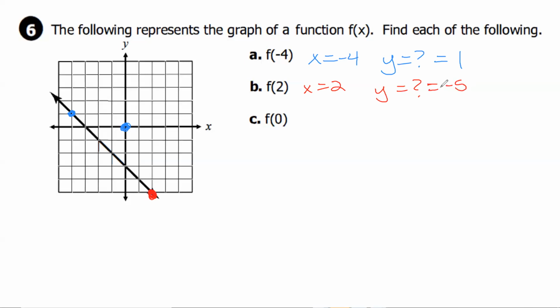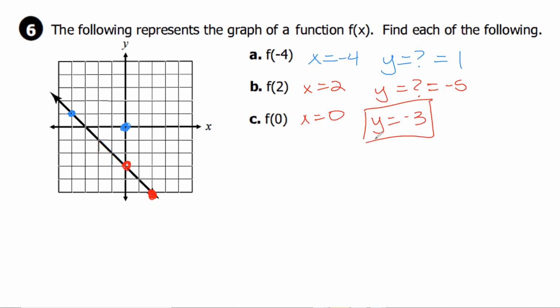You see it? Can you try the last one? If I have x is 0, that means I'm going to start at 0 and not move left or right. I'm just going to meet it where the line is. What's our y value? 1, 2, 3. That's going to be y equals negative 3.